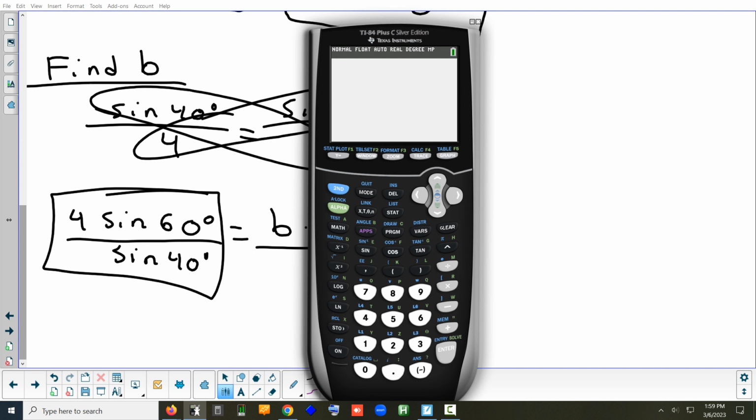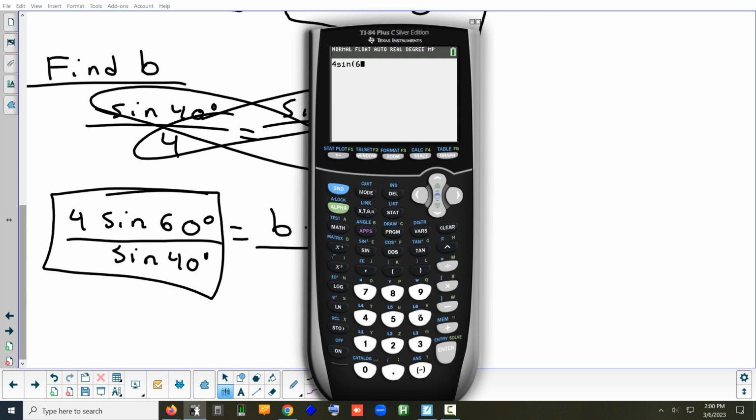Before I type anything in, I am not graphing, so I don't have to worry about the window. You don't even need a graphing calculator, but that's what I have, so I'll use it. What do I want to make sure of on my calculator? Yeah, make sure it's in degrees. We're going to do every problem in degrees this week. So just make sure that you're in degrees. I already am in degrees.